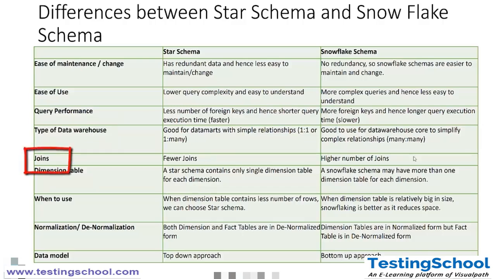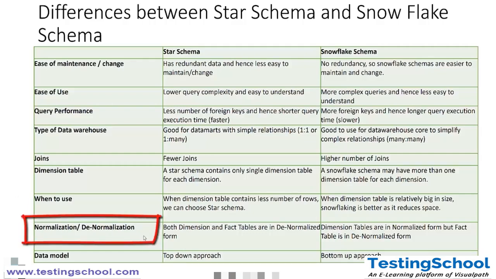Joins: obviously fewer in star, and a higher number of joins in snowflake because of the dimension numbers. Dimension table: star schema contains only a single dimension table for each dimension. Snowflake can have more than one because of the hierarchies or extensions which are more detailed in nature. When to use: when dimension tables contain a small number of rows, you can choose star schema. When dimension tables are relatively big and can be expanded into more detailed aspects, then you'd go with snowflake.